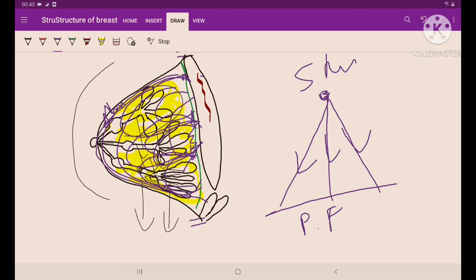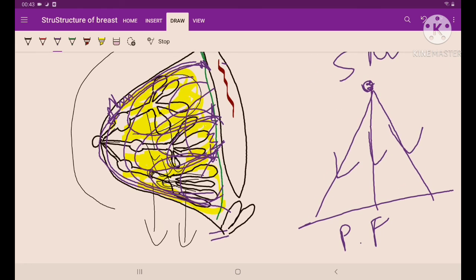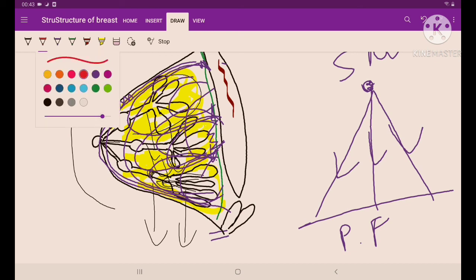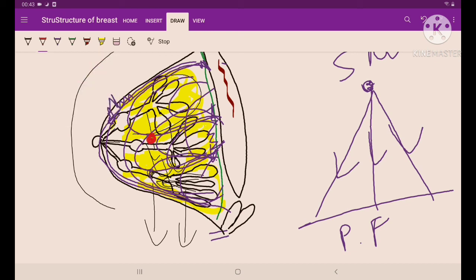So how is it clinically significant? Let's see. Imagine that there's a tumor here. There is something called a desmoplastic change. What does that cause? If there's a cancerous lesion here, it can spread through the suspensory ligaments and go to the pectoral fascia, into the pectoralis muscle. It can also go into the skin. So there is a spread of cancerous tissue via the suspensory ligaments of Cooper.